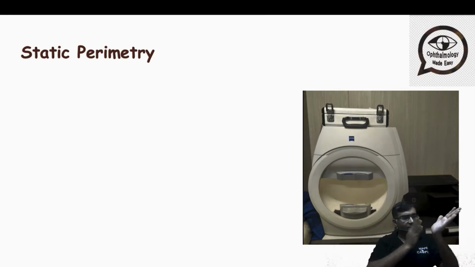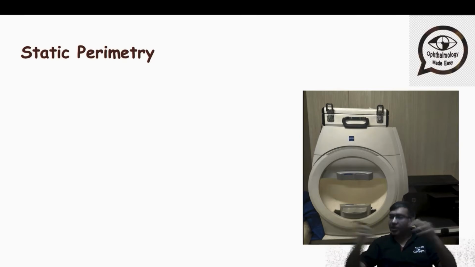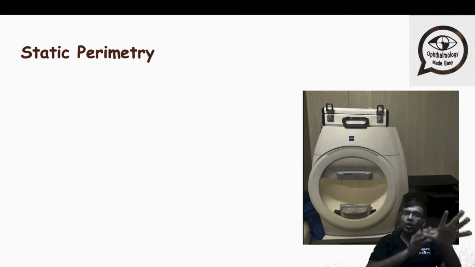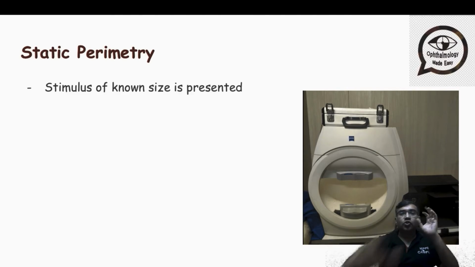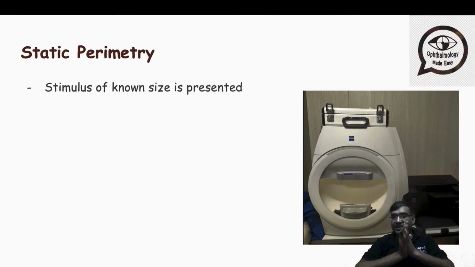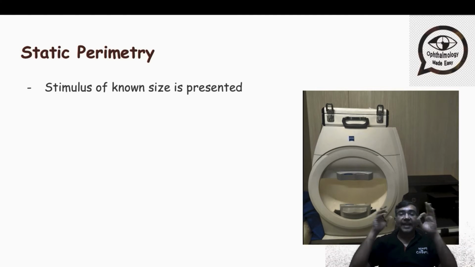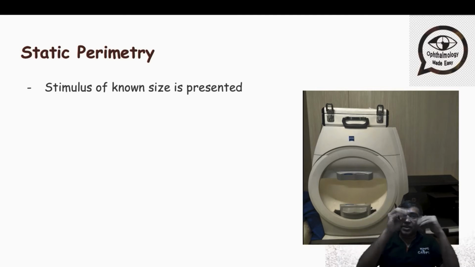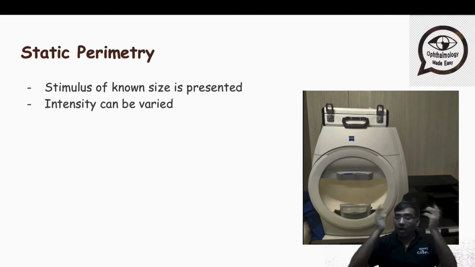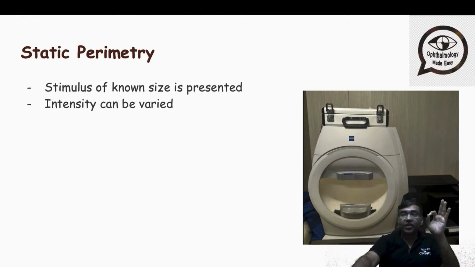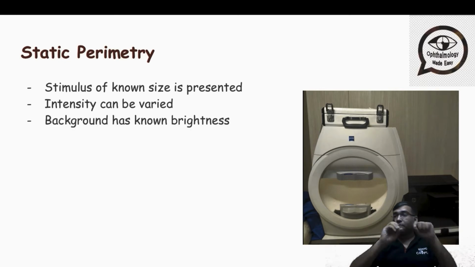There can be stimulus 1, 2, 3, 4, 5, various sizes, but whenever you are doing a perimetry, it is only one size which you select for the patient. The known size is presented and the intensity can be varied. Sometimes the intensity can be a lighter one, then there can be a brighter one, but remember, the brightness of the bowl is always the same. So the background has a known brightness.